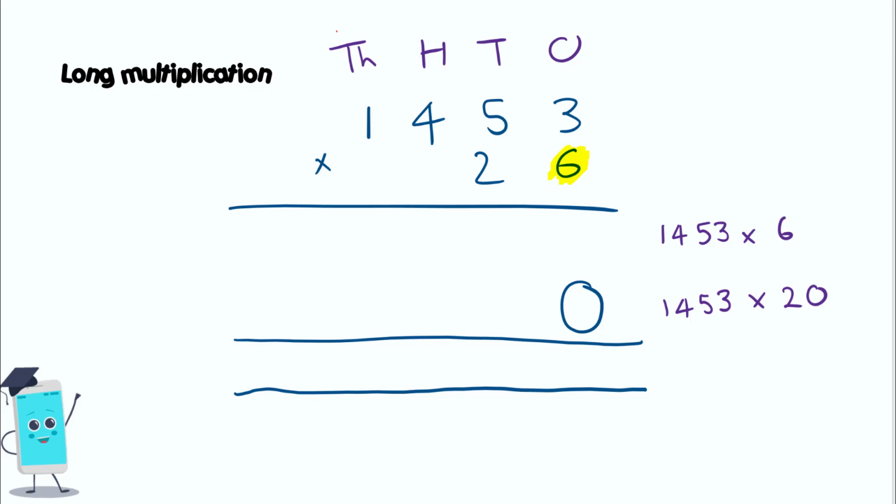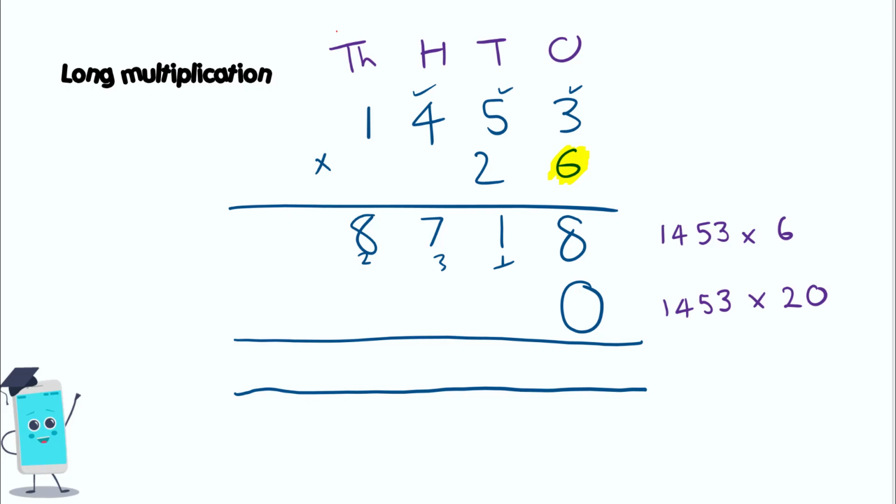So we're going to start. 3 times 6 is 18. Put my 8 here and I carry my little 1. 5 times 6 is 30, plus my 1 is 31. I'm going to tick and tick because I've used both those numbers once. 4 times 6 is 24, plus my 3 is 27. Carry my 2, use my 4. 1 times 6 is 6, plus my 2 is 8. Okay, so I've got my first row of numbers.